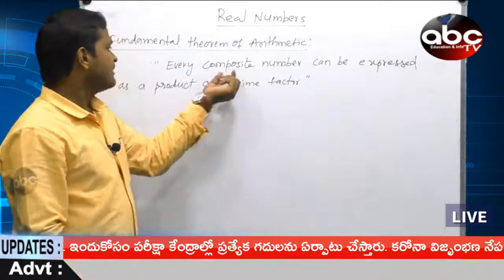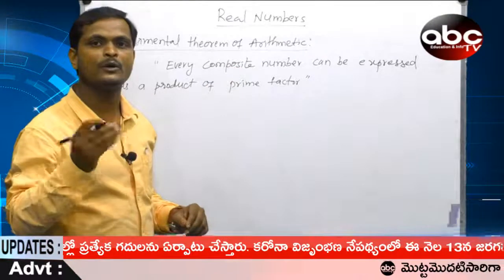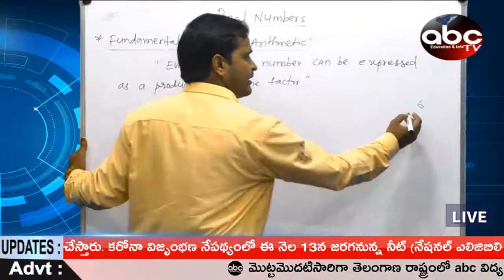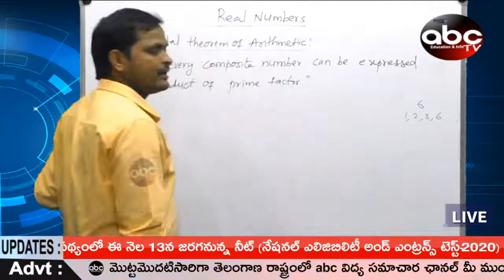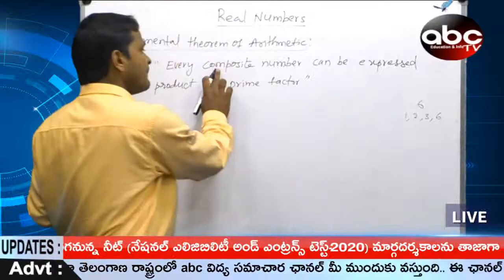Already you know, students, what is meant by composite? Composite numbers are the numbers which have more than 2 factors. Suppose number 6. Okay, what are the factors? 1, 2, 3 and 6. Number 6 has 4 factors. Then 6 is a composite number.